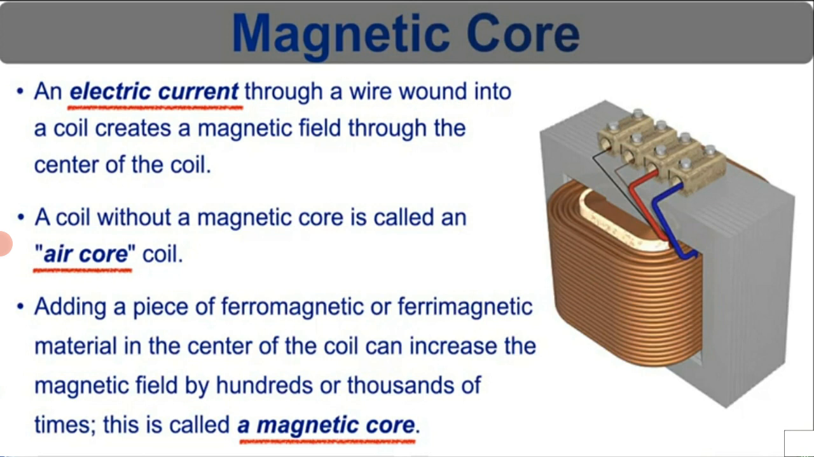An electric current through a wire wound into a coil creates a magnetic field through the center of the coil. A coil without a magnetic core is called an air core coil. Adding a piece of ferromagnetic or ferrimagnetic material in the center of the coil can increase the magnetic field by hundreds or thousands of times. This is called a magnetic core.